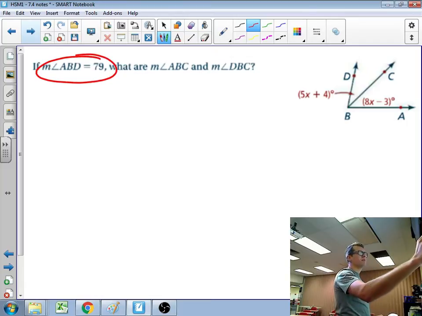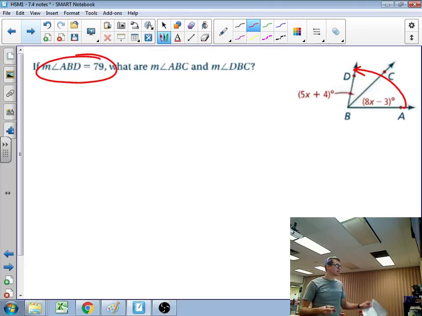So ABD we see is the sum of these two angles. Be careful because sometimes they're going to tell you an angle measure, and it's going to be equal to one of your smaller angles. And from there you have to solve for x and then plug in. ABD here in this situation is still the sum of both angles.